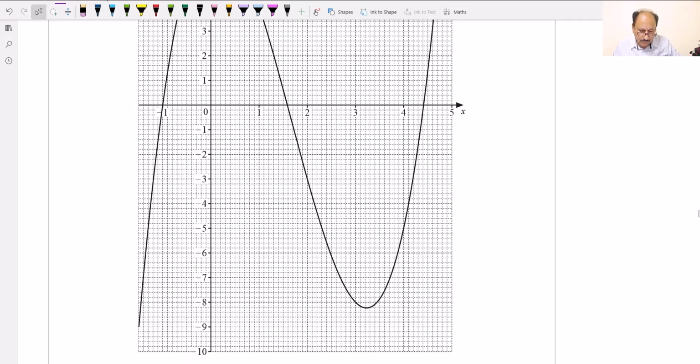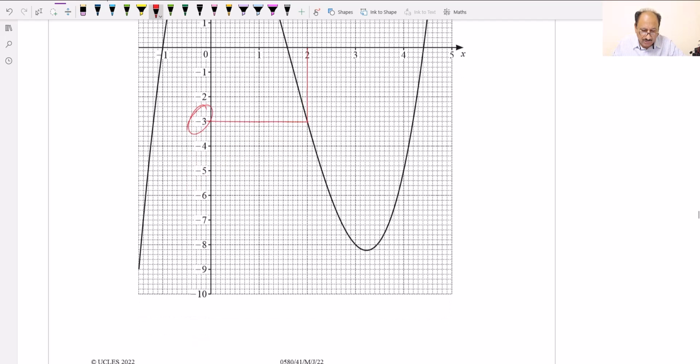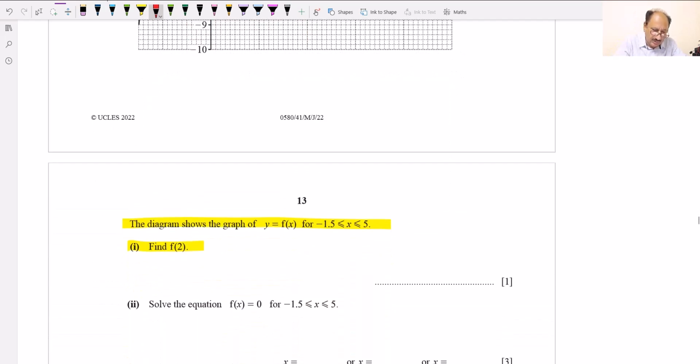For x is equal to 2, y will be equal to, if we check the reference, minus 3. So we can write here the answer as minus 3.